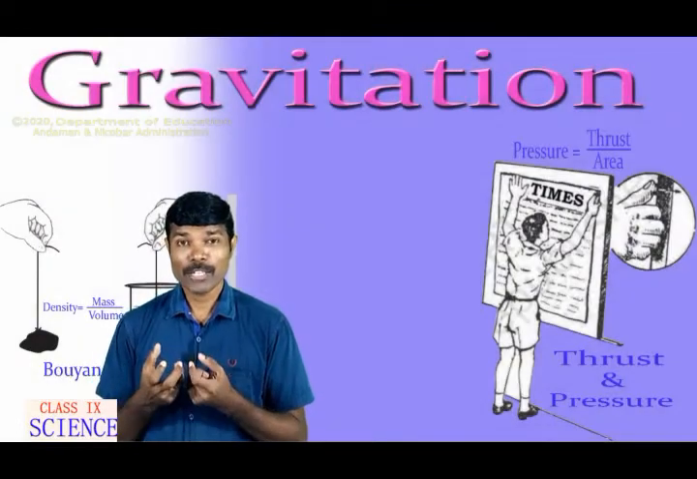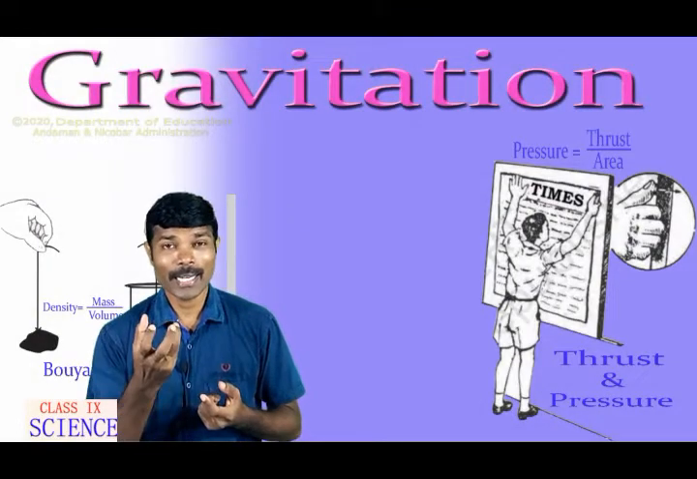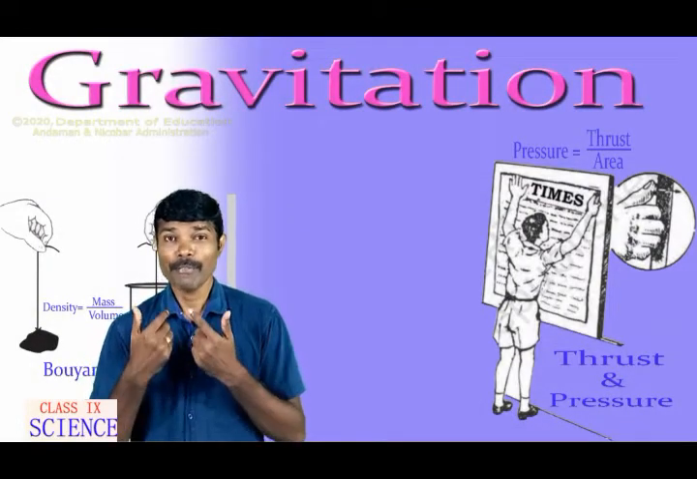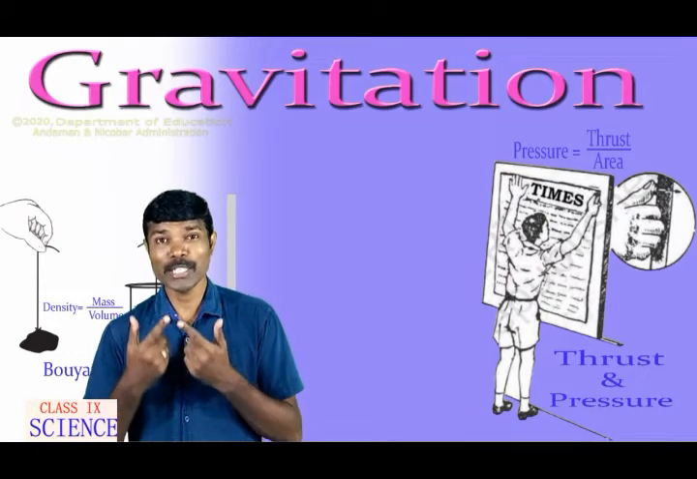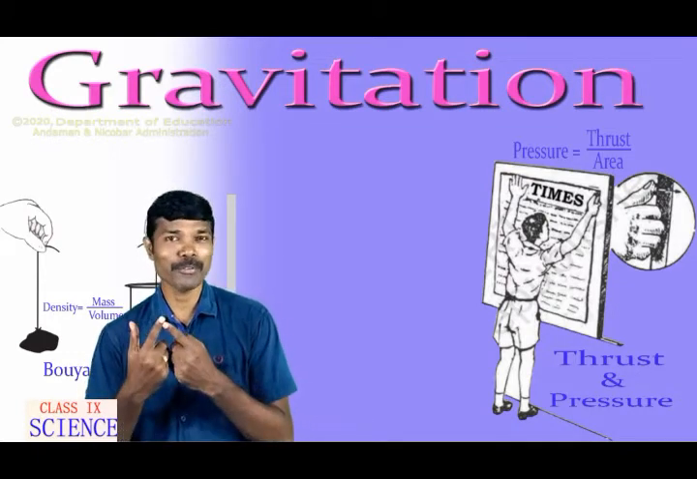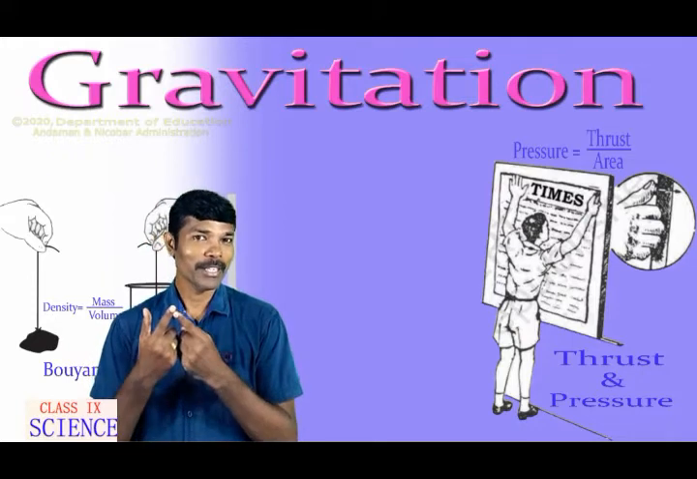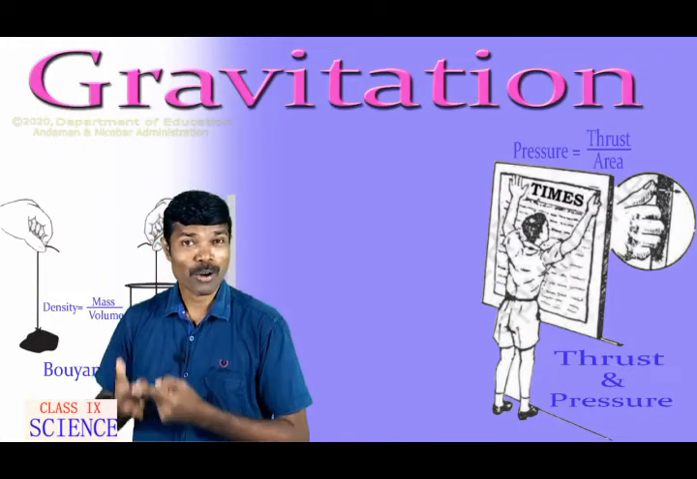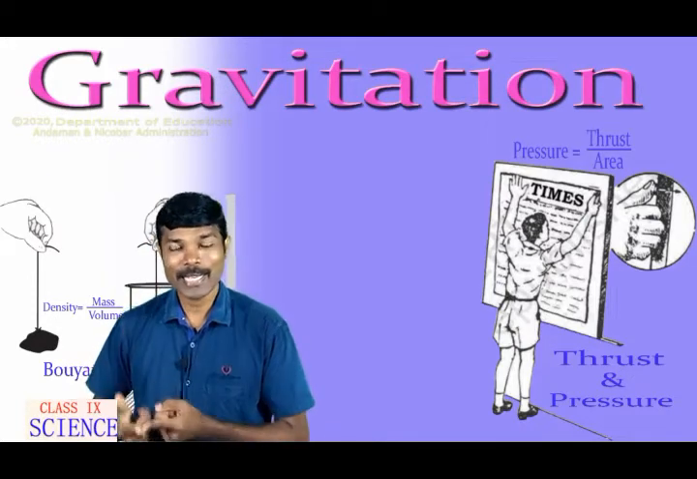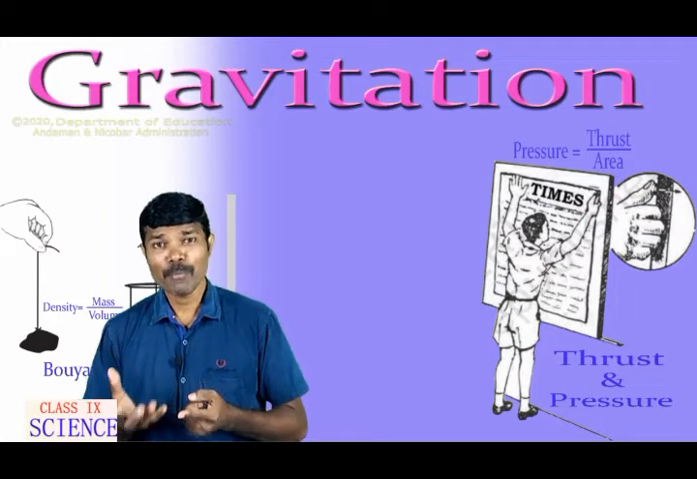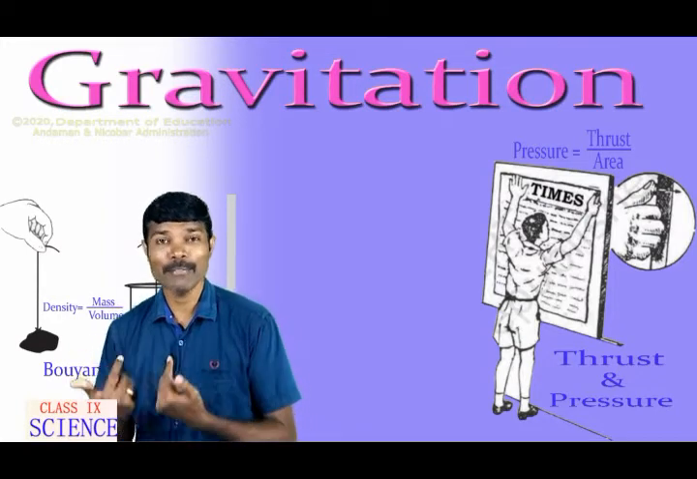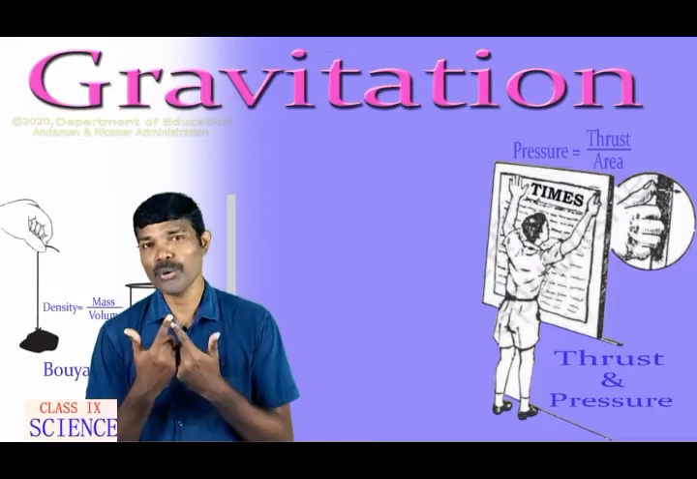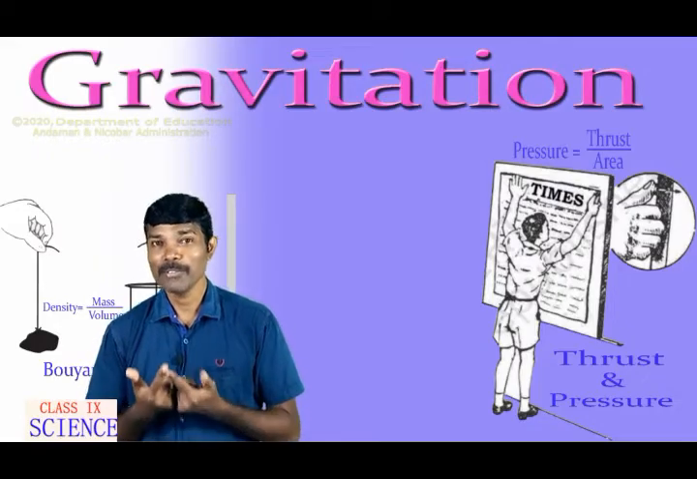If the weight of the object, here weight is the gravitational force, is more than the buoyant force, then what will happen? The object will come down. That means it will sink in water. If the buoyant force exerted by the fluid, the liquid, is more, then the object will float.